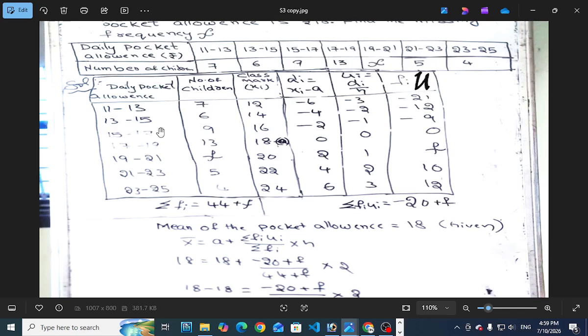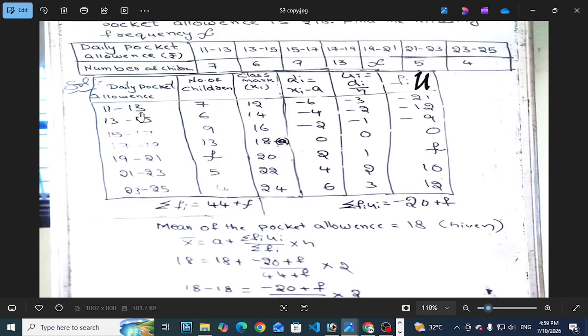Here, the daily pocket allowances we are taking as the class intervals. The class intervals are 11 to 13, 13 to 15, 15 to 17, 17 to 19, 19 to 21, 21 to 23, 23 to 25. Then the number of children we are taking as frequencies to find the solution.